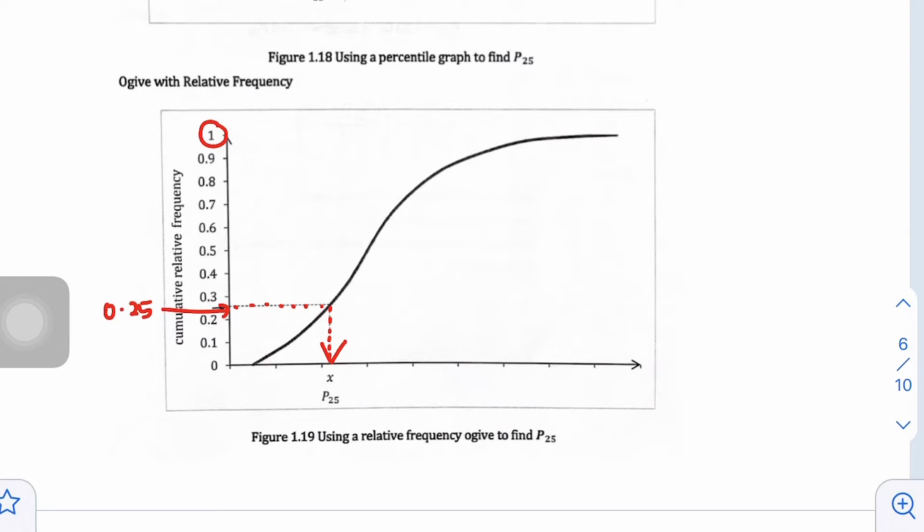P25. The same goes for the percentile rank question. In what percentile does the data value 40 fall? For example, let's say this is the data value 40. From the x-axis, draw a dotted line to your graph and then a dotted line to your y-axis. So this is your answer for the percentile rank, which is 0.75 from the graph. But in the real answer, you have to put it as P75.